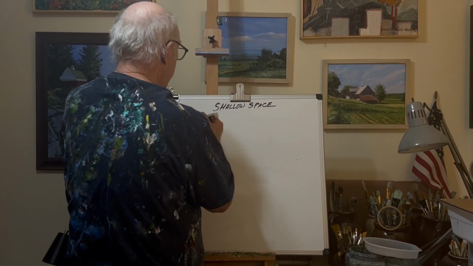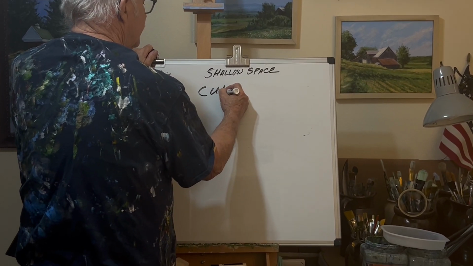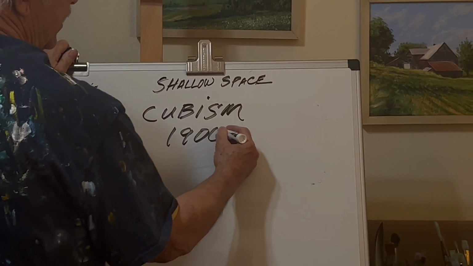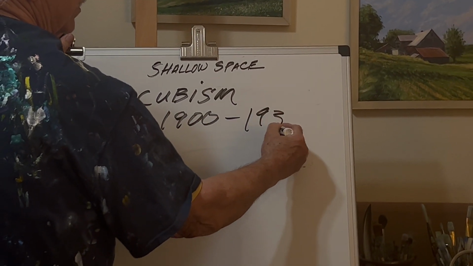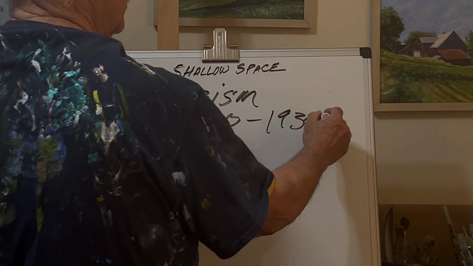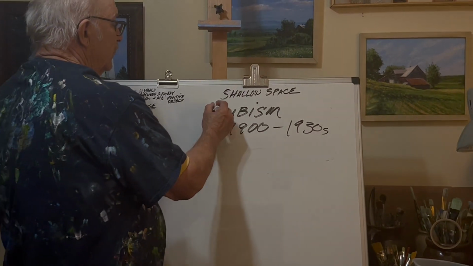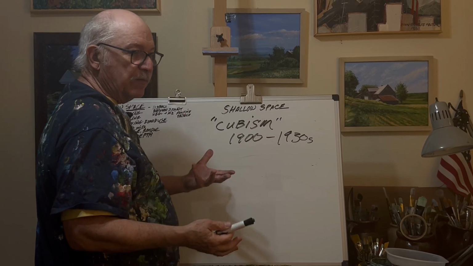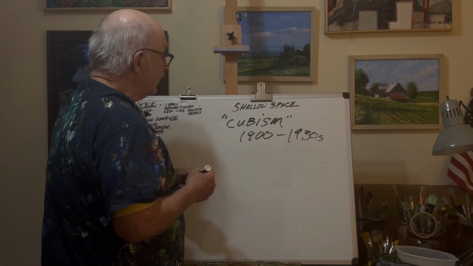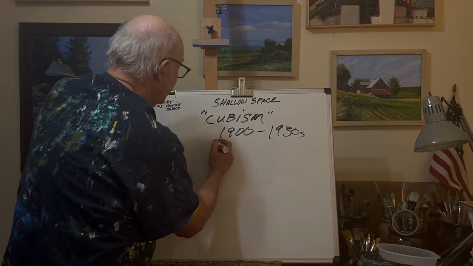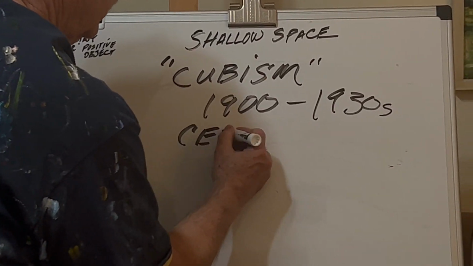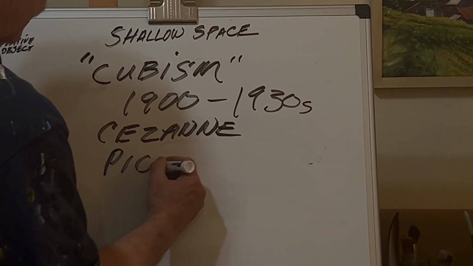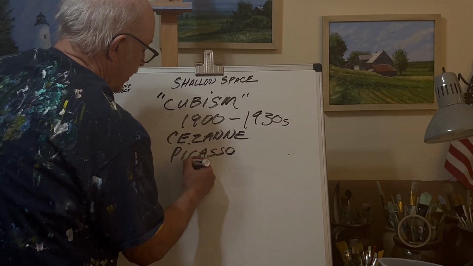This type of art was called Cubism, and it was going around 1900, and it went on through the 30s, and it affected a whole bunch of different styles. But the idea was based on geometry, looking for geometry in objects, and artists like Paul Cézanne used it, and then Picasso and Georges Braque.